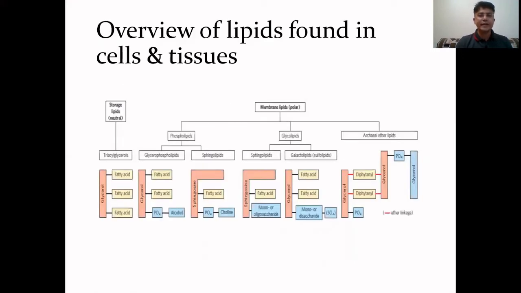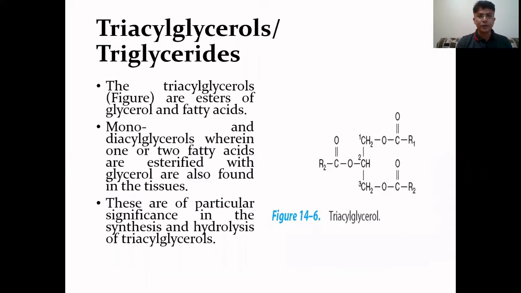Here is the figure indicating the overview of the lipids found in the cells, which we have already discussed. Triacylglycerols are often referred to as triglycerides, and these are esters of glycerol and fatty acids. Mono and diacylglycerols, wherein one or two fatty acids are esterified with glycerol, are found in the tissues, and are of particular significance in the synthesis and hydrolysis of triacylglycerols.